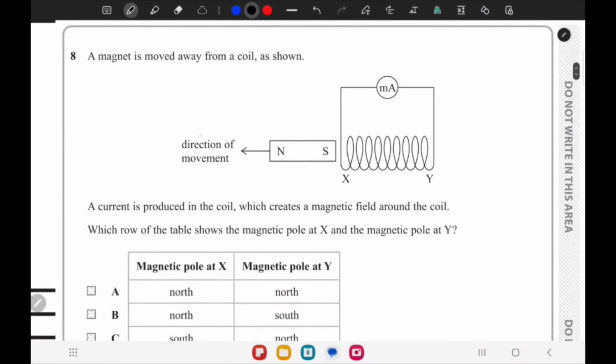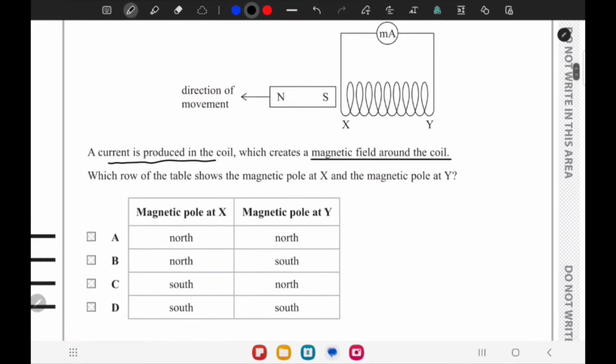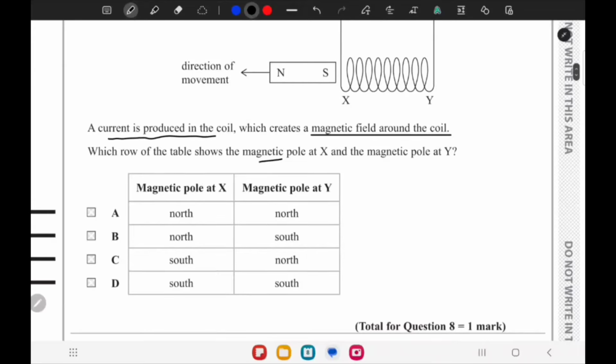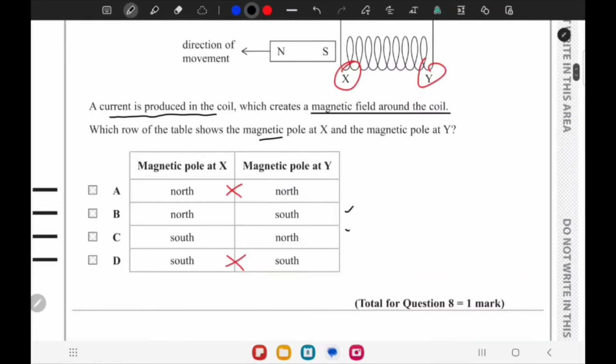Now in question 8, we are moving a magnet away from the coil, and this induces a current in the coil, which creates a magnetic field around the coil. We have to find which row shows the magnetic pole at X and Y correctly. The poles at X and Y will be different, so north-north is out of our options, and so is south-south. So it can either be B or C.